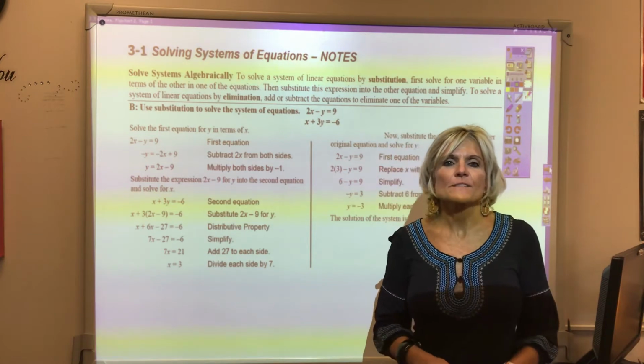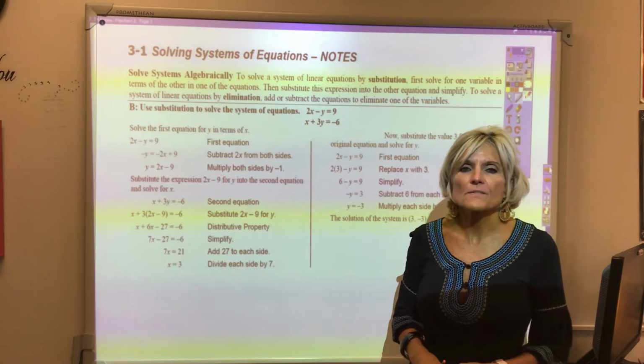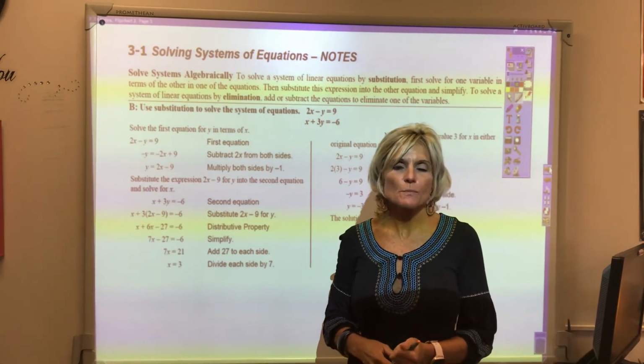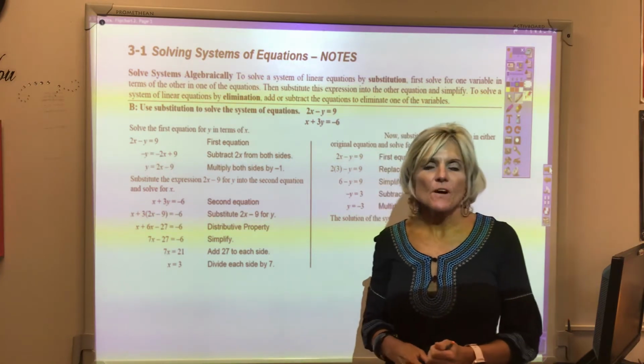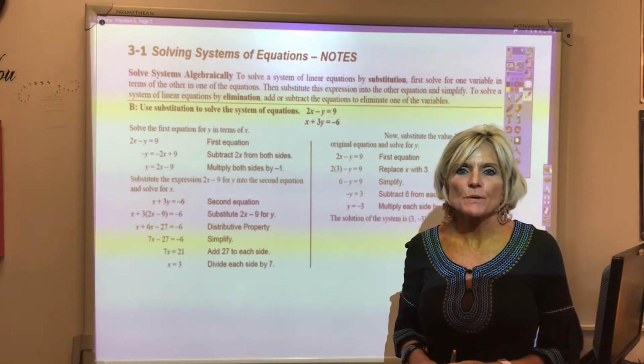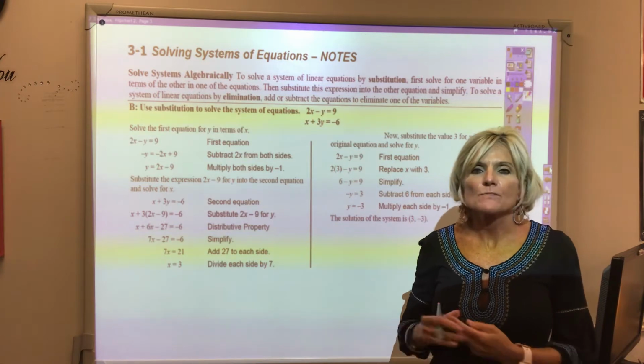Class, I'm back to continue 3.1, solving systems of equations. This is part B, where we're going to be solving the systems of equations algebraically. So we're going to talk about two methods.